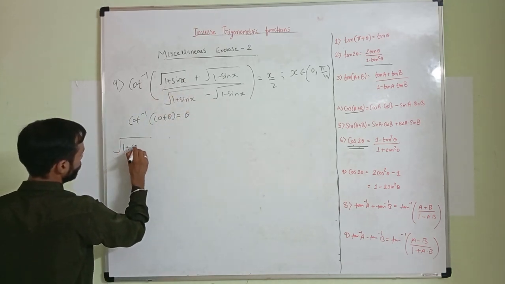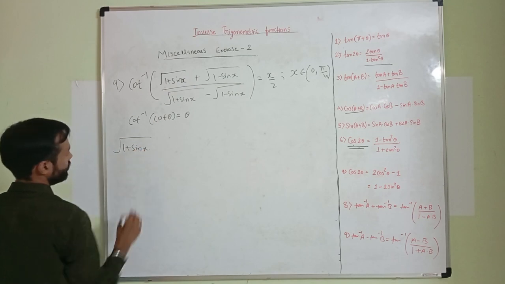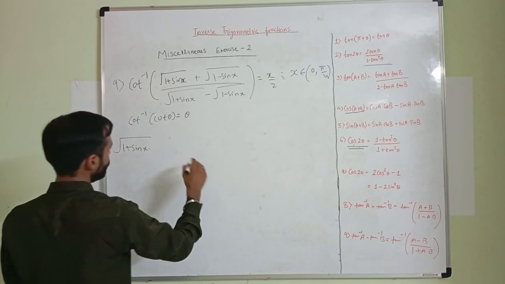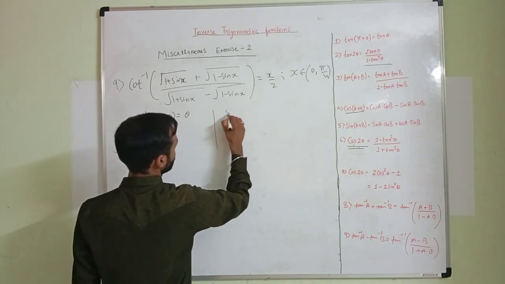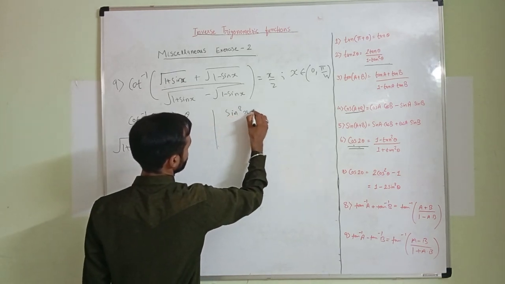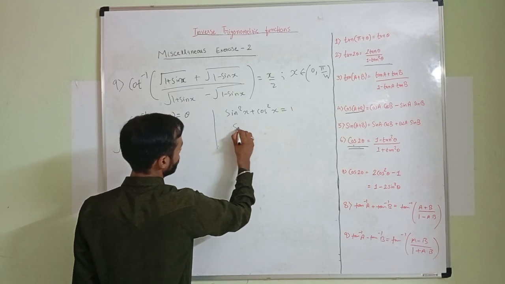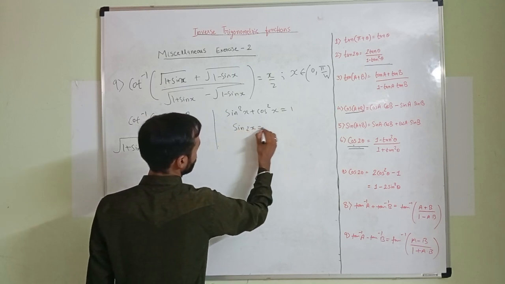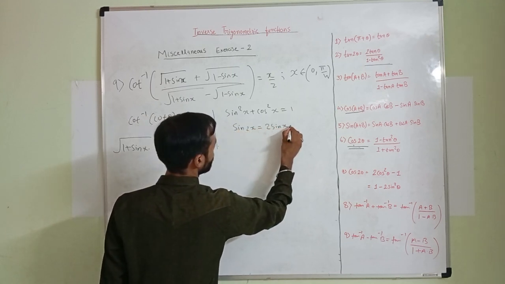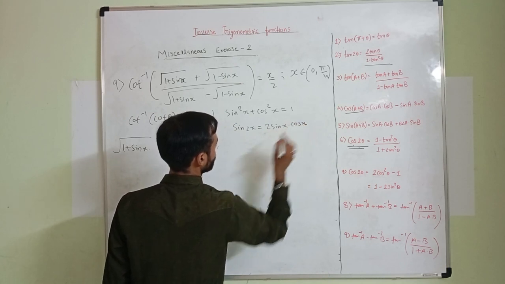Suppose this square root of 1 plus sin x is given. So here we will use two equations. The one will be sin square x plus cos square x equals 1, and another will be sin 2x equals 2 sin x into cos x.